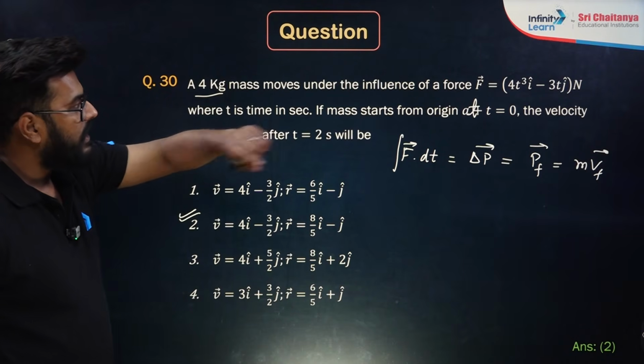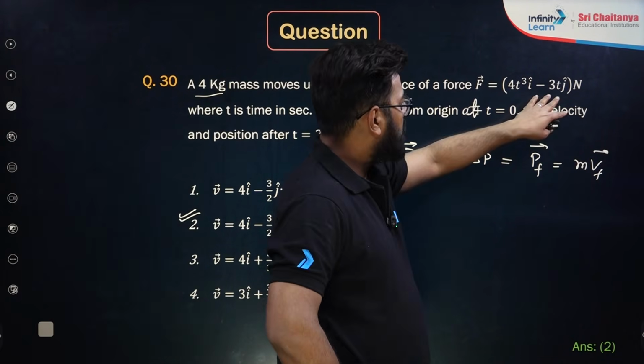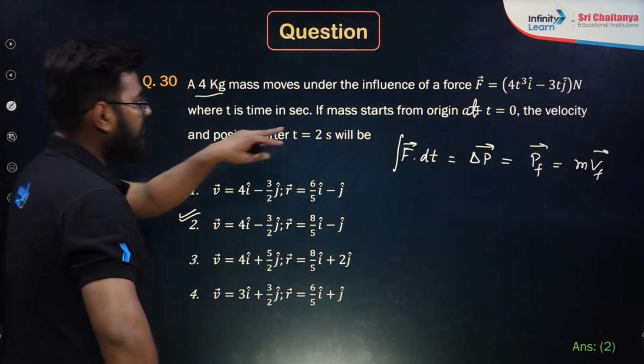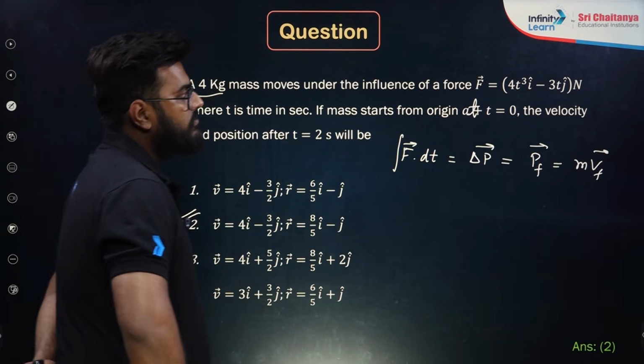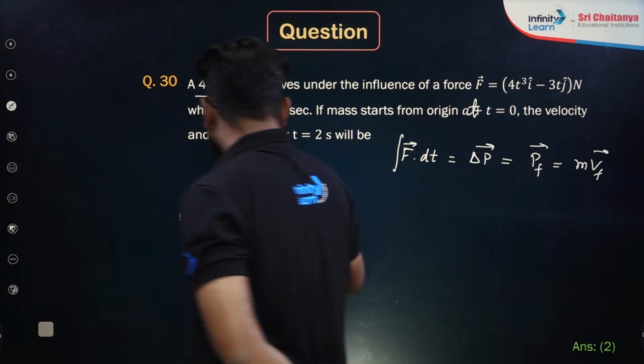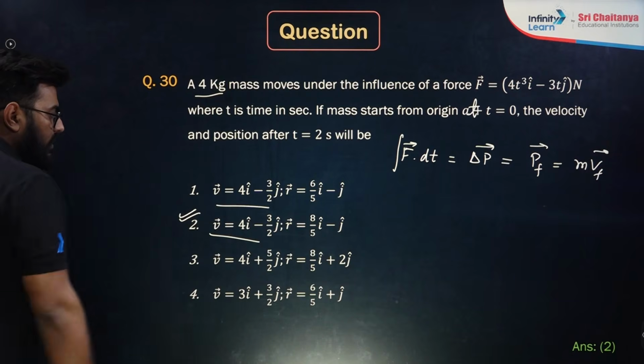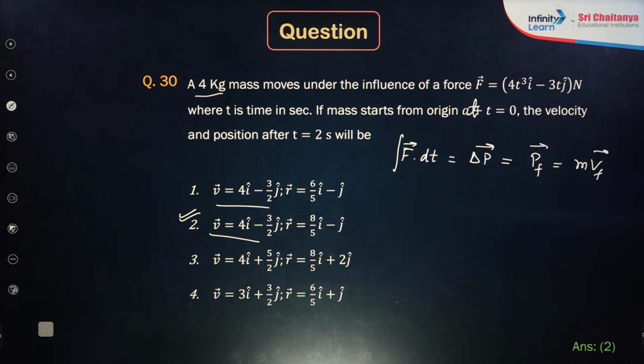And similarly for the other, 3t²/2, correct? Now 3t²/2 divided by 4, and t² will be 4 only, so 3/2, perfect. This is the right answer. The velocity is this only. And similarly, r you can calculate. If you have got the value of velocity, then further you can find out the value of r.